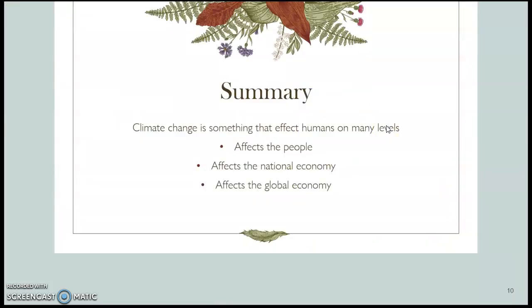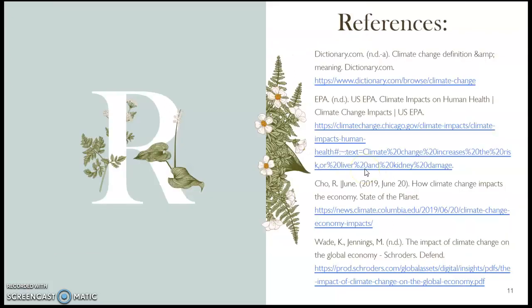So as a summary, climate change affects humans on many levels. It affects the people, it affects the national economy, and it affects the global economy.